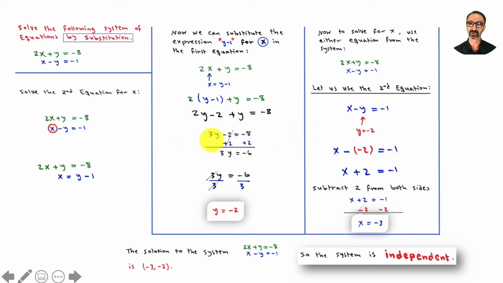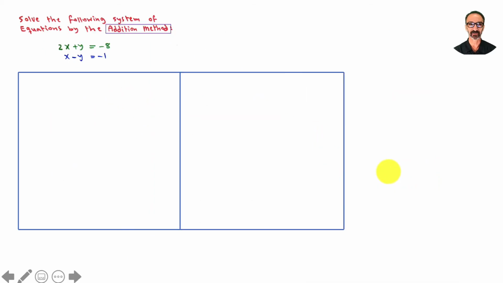Okay, now let's go and find another method, which is what? We did the graphing by slope intercept. We did graphing by standard form. And we just finished by substitution. Now the second method is going to be by addition. Some books call it elimination, and here we're going to call it the addition method.